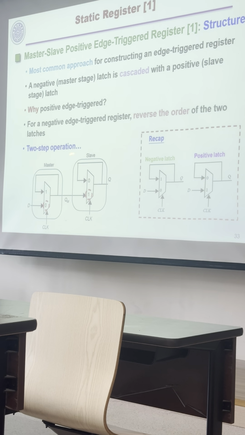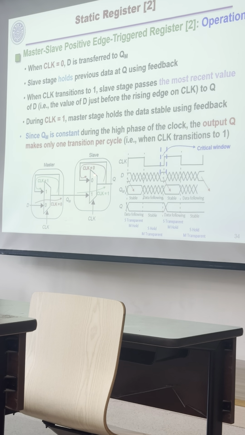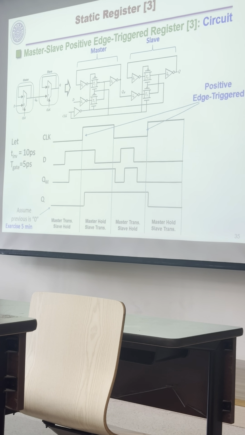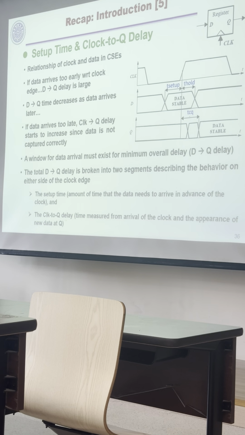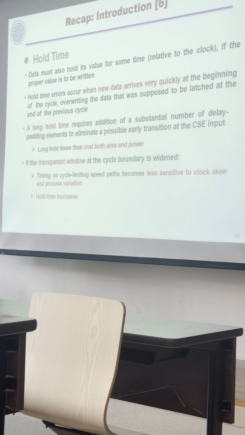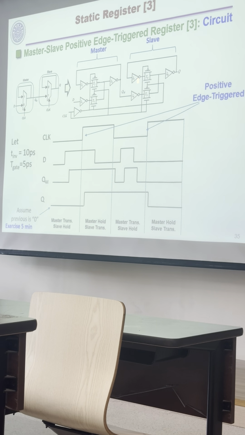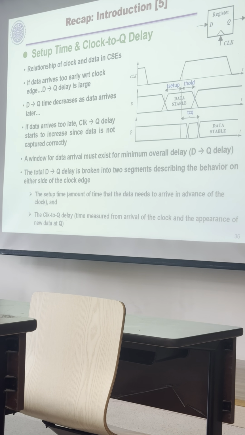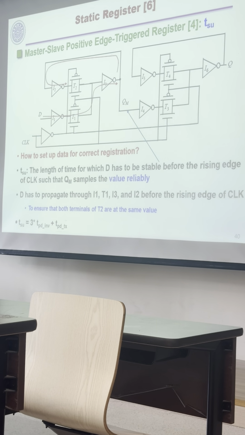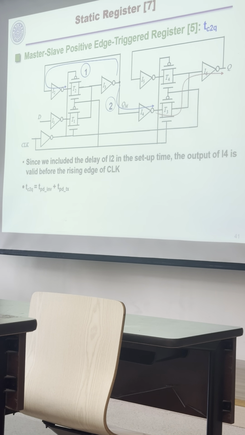So this is the flip-flop, the register, how to make it. Master and slave. And the clock, you see here, is opposite. This master and slave will be used. So you should be careful about this one. Make sure you understand how they operate and how to calculate the setup time, and then the clock-to-Q time.